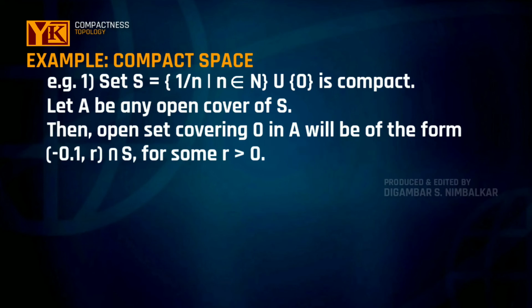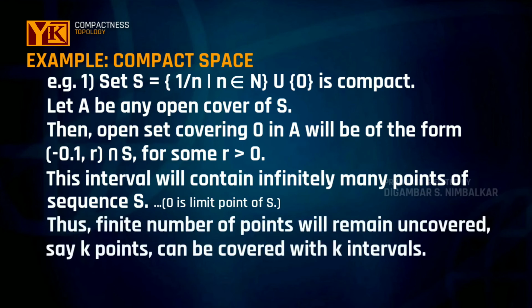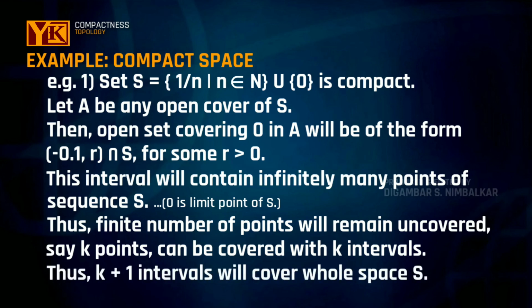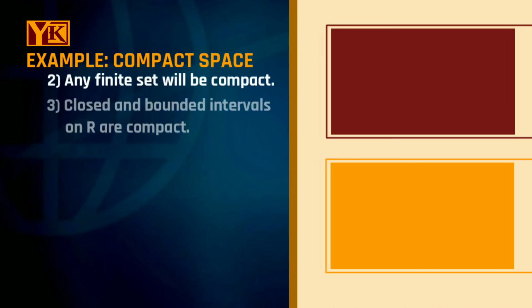Now the open interval minus 0.1 to R will contain infinitely many points of set S, as 0 is a limit point of the set. So only finitely many elements will remain out. Say k number of elements remain outside, so k number of open intervals will cover those k points. So we require only k plus 1 number of intervals to cover the space, and so S is a compact space. Any finite space X will also be a compact space. Closed and bounded subsets of R will also be compact spaces.